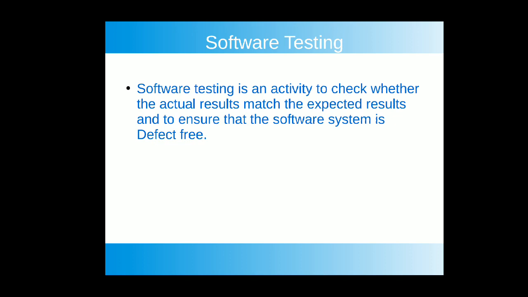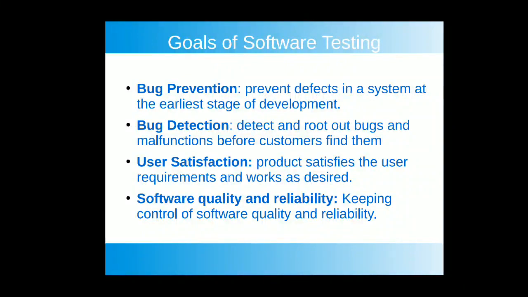So we can say that software testing is an activity to check whether the actual result matches the expected result, and to ensure that the software system is defect free. These are the goals of software testing. The first goal of software testing is bug prevention. It is better to prevent the faults and problems of a software at the early stage of development. If we find the problem at the early stage of development, then we can easily remove it.